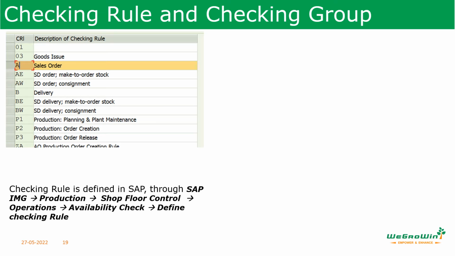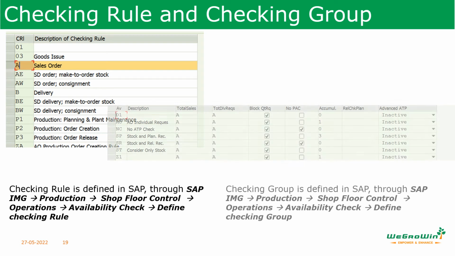First we start with the checking rule. The checking rule is defined here. The checking rule applies when we have to carry out the availability check, like during sales order creation, during delivery creation, during production order, during planning, those kinds of things. The checking rule will work along with the checking group only. The checking group defines how to accumulate the requirements.